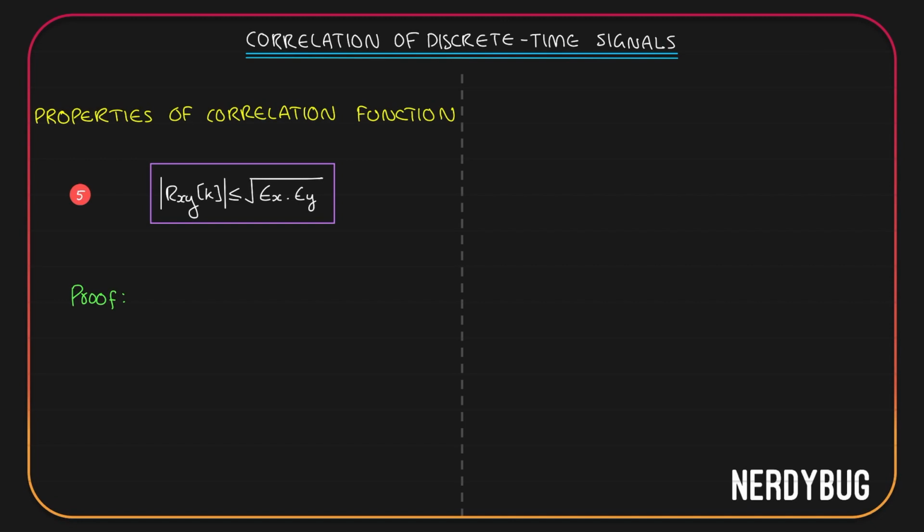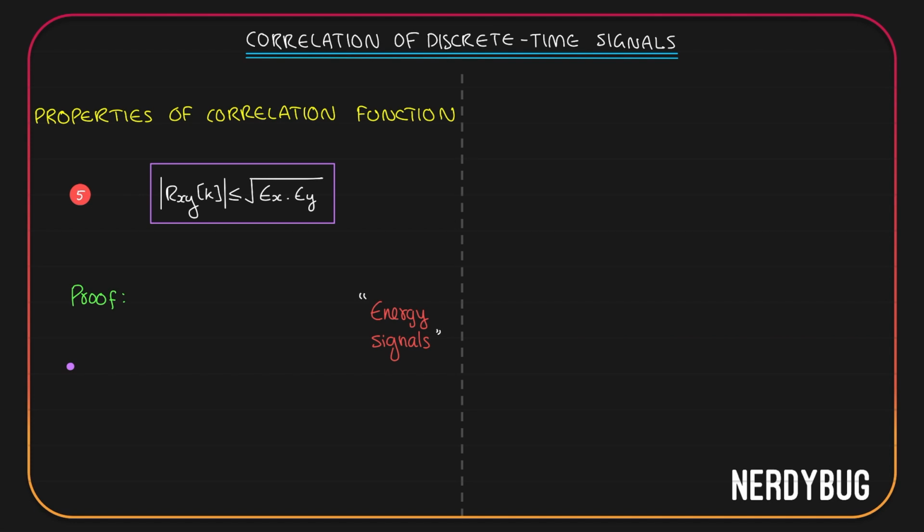The next property we have to prove is that magnitude of correlation of x of n and y of n will always be less than or equal to root of product of their energies. This is obviously if they are energy signals. If they are power signals, you can use the same method to prove that it will be less than or equal to root of product of the powers.